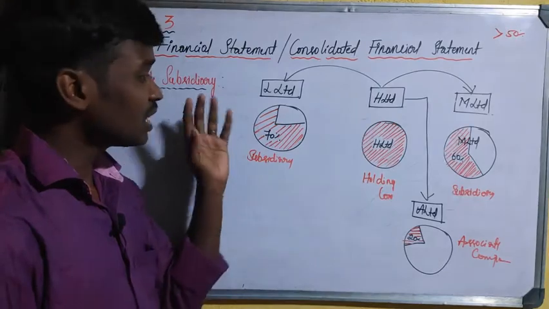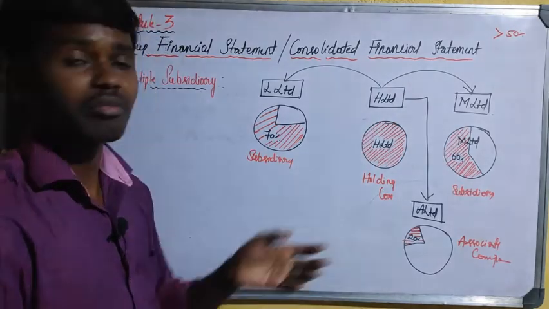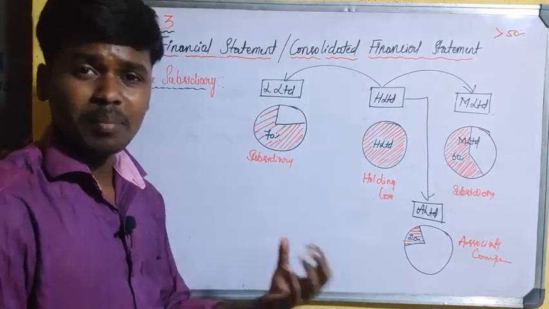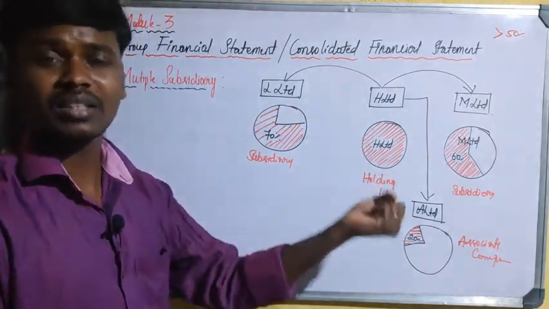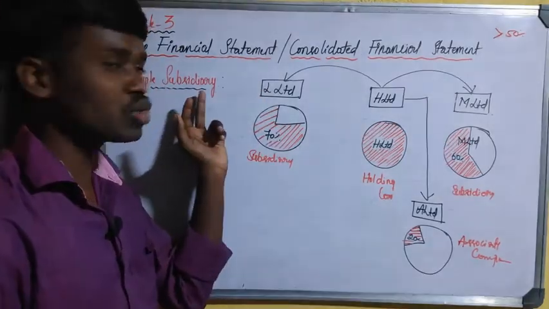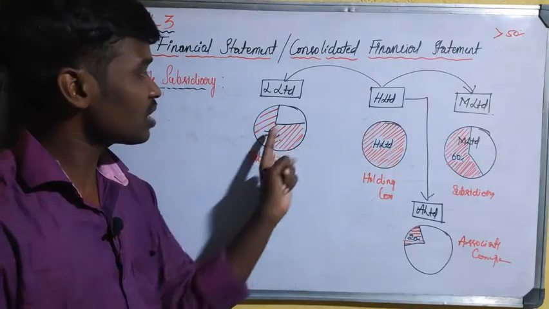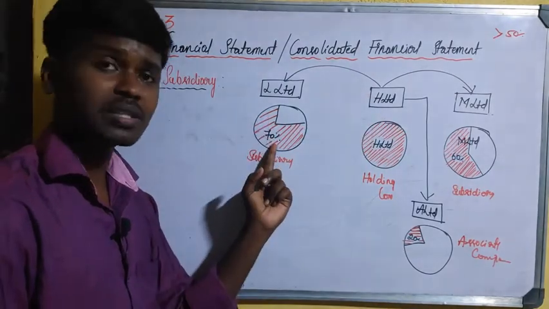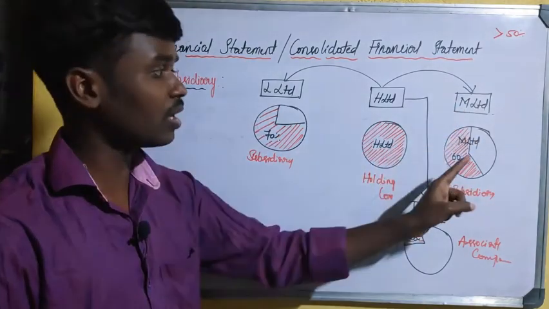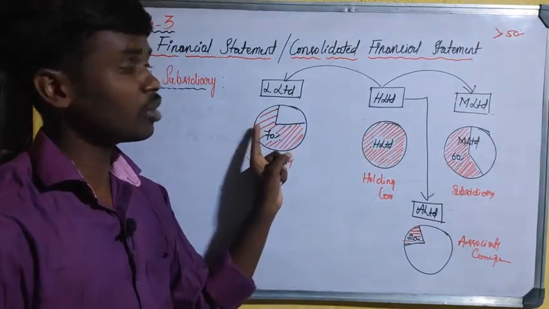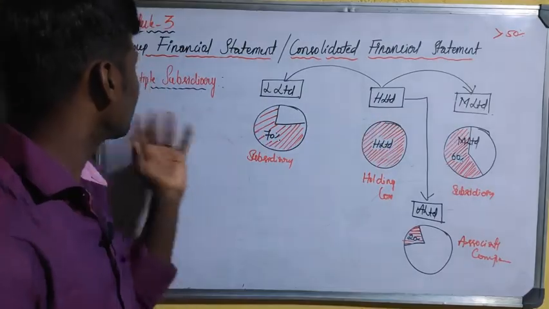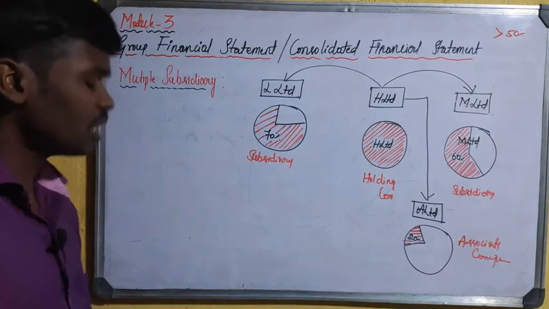Okay, so in other words, when more than one subsidiary company is controlled by another parent company, those companies will be called multiple subsidiary companies. See, in this case H Limited has 70% of share capital in L Limited and 60% of share capital in M Limited. So then M Limited and L Limited will be the subsidiary companies of H Limited. So this is the multiple subsidiary company.